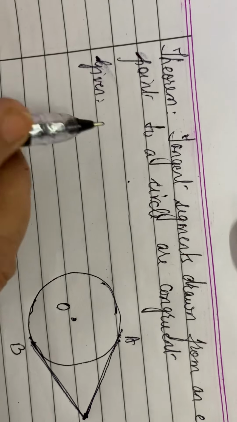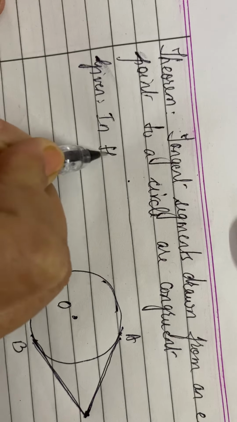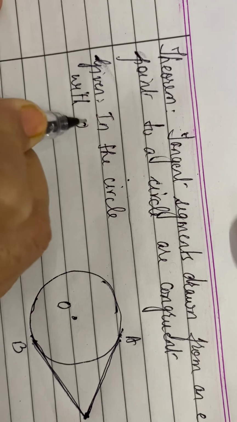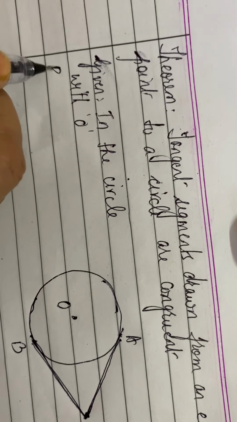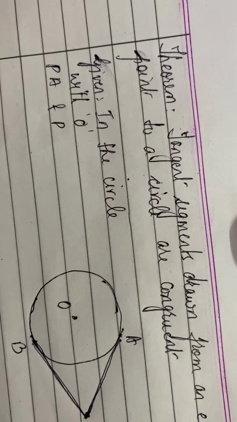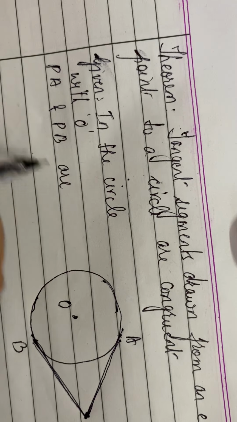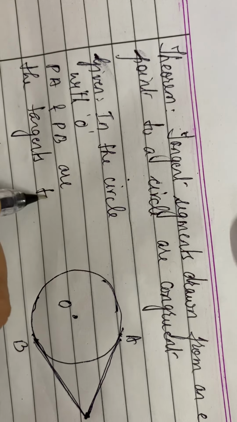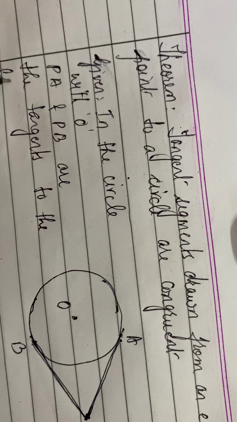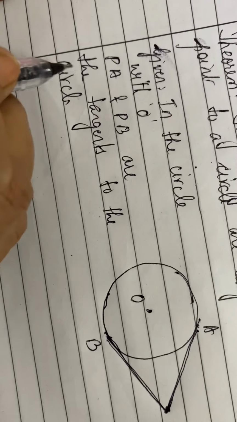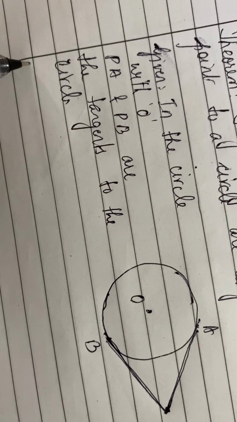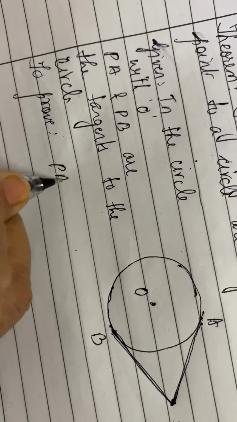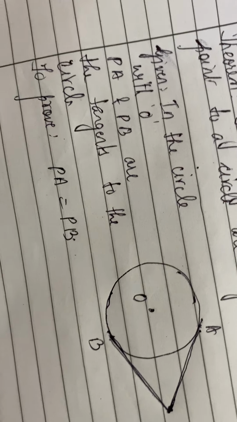Okay. So in given we will write, in the circle with center O, PA and PB are the tangents to the circle. What do you have to prove? To prove PA is equal to PB.